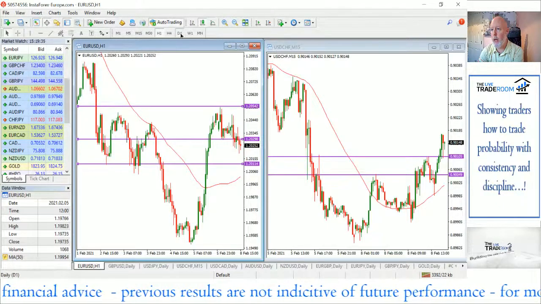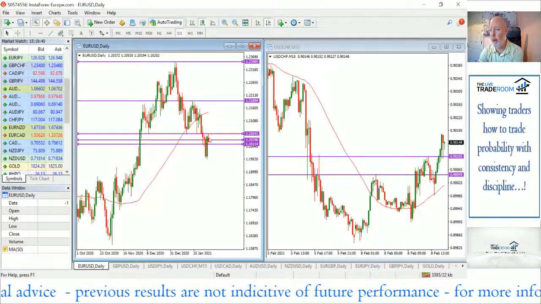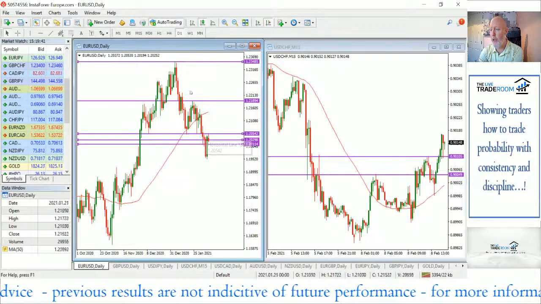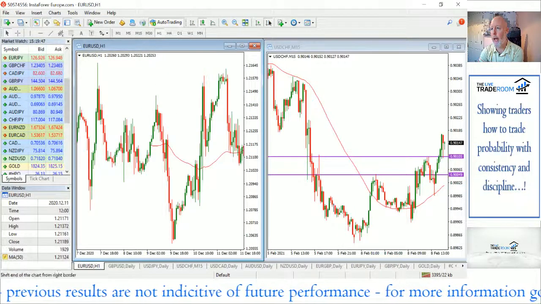Let's just see where the 50 period moving average is in relation to the current price. That's really quite high above, so this is kind of a strong selling opportunity. Let's look at it on the hourly again.